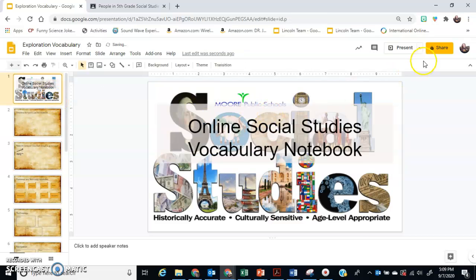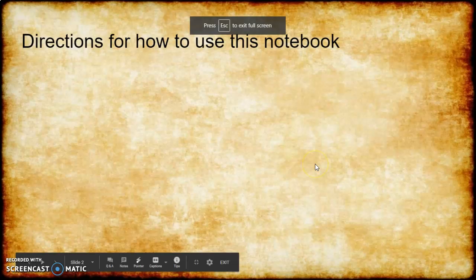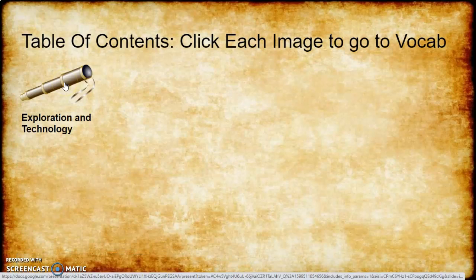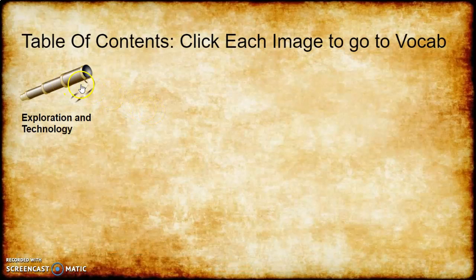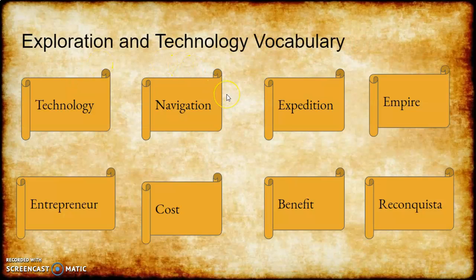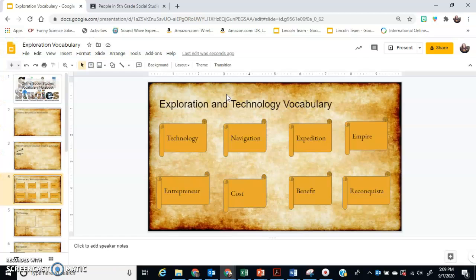So what this does is, when I click into the directions, I go to the table of contents. When I go to click the magnifying glass, you can see that it turns into a little hand instead of just my mouse, and it's going to send me to the exploration and technology vocab page.